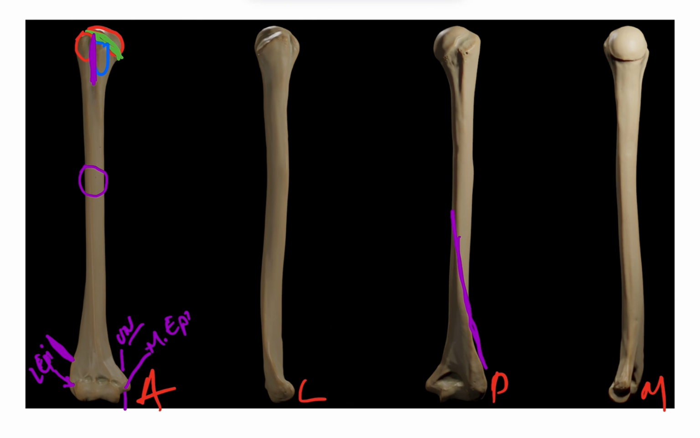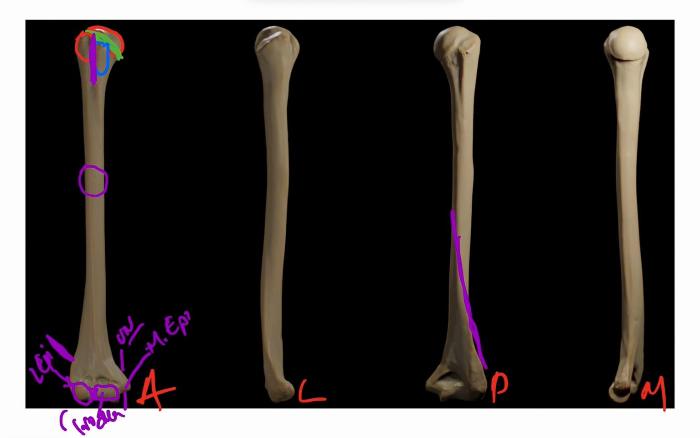Then you have the trochlea. Here you can see the articulation of the ulna, hinge motion. Then you have the capitulum. Here you can see the articulation of the radius, rotation movement.